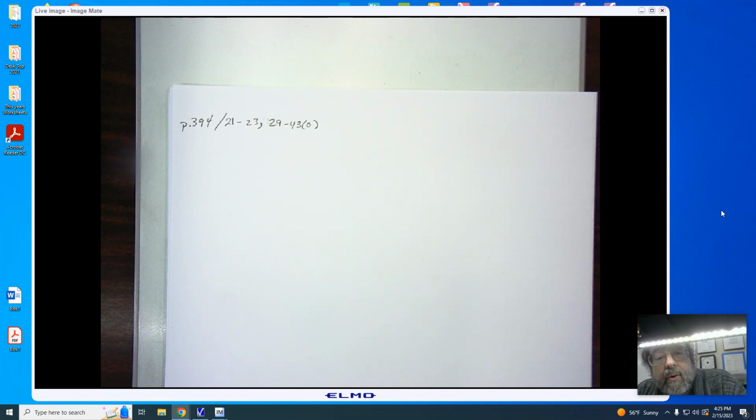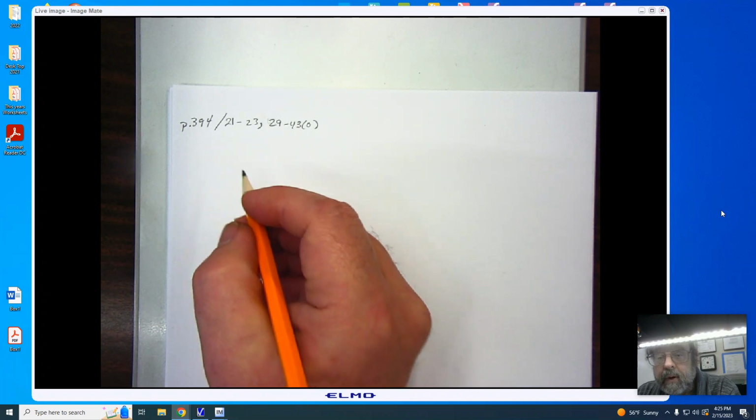This is found on page 394, and I'll be working with numbers 21 through 23, and then 29 through 43, odds only. So let's go ahead and take a look at number 21 first.